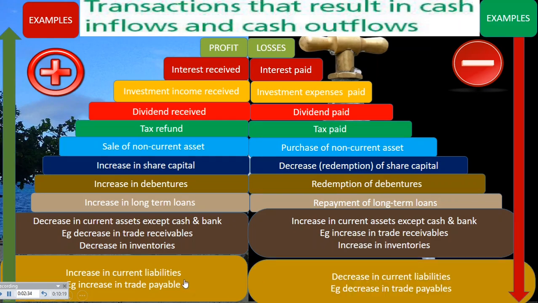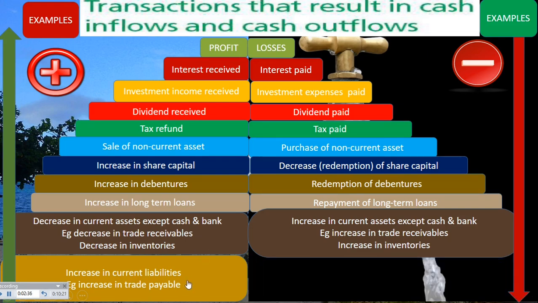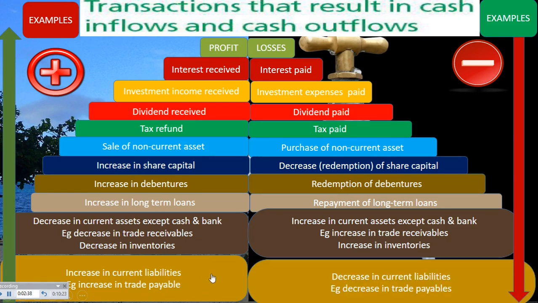Then increase in current liabilities will be your inflow. Example, increase in trade payables. The reverse of this is decrease in current liabilities. Example, decrease in trade payables. That's your outflow, which you need to remember.